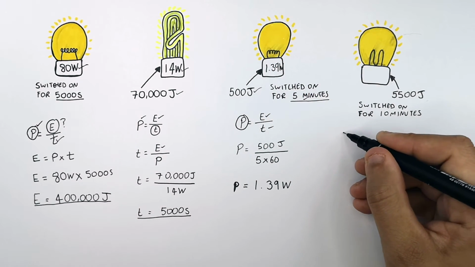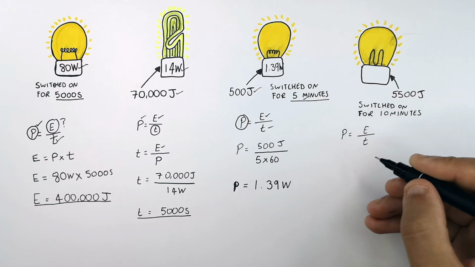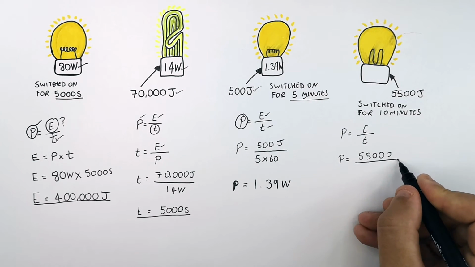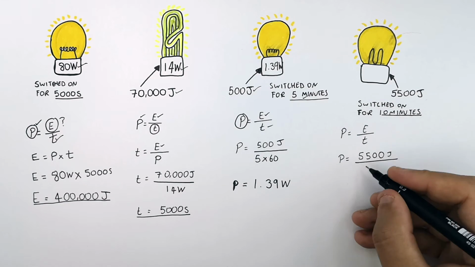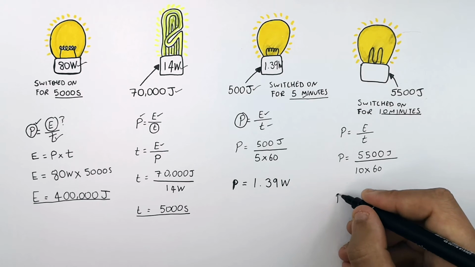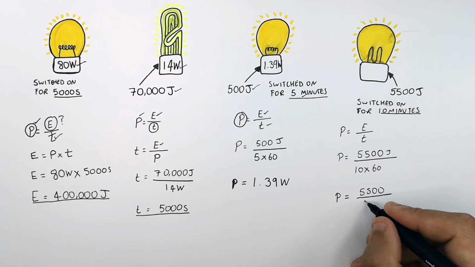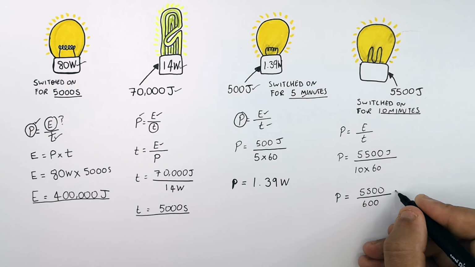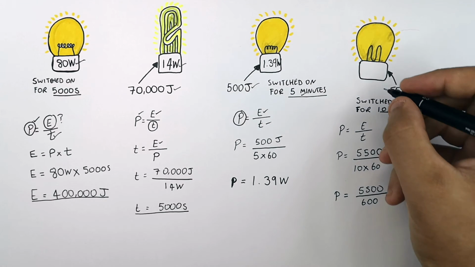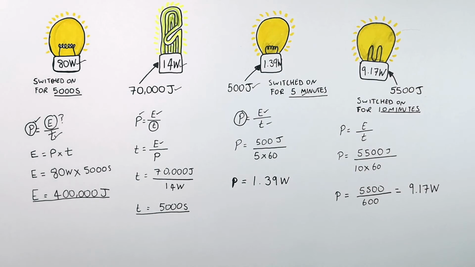Recall the equation P equals E over T. Power equals energy transferred divided by time. So power equals 5,500 joules divided by 10 minutes. We must convert the 10 minutes to seconds. So it's 10 times 60. So P, power of the light bulb, equals 5,500 joules divided by 600 seconds. So P equals 9.17 watts. The power of this light bulb is 9.17 watts.